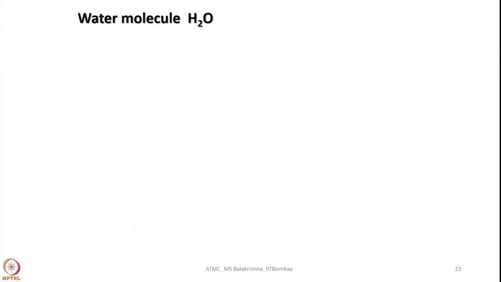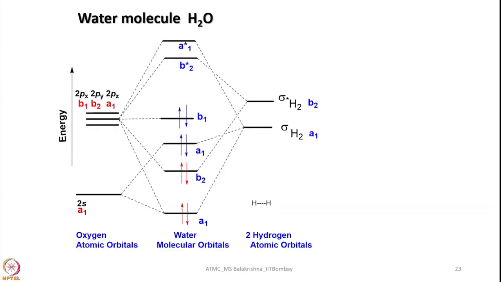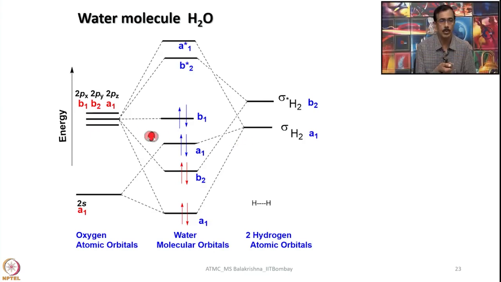Now, let us try to write the MO diagram for the water molecule. It is very interesting. Do not worry much about Mulliken symbols if you have not understood; it does not matter. What is important is that the water molecule means oxygen. Oxygen is coming with 2s2 2p4, 6 electrons, and then H2 means, as I said, ligand group orbitals. If you consider H2, 2 hydrogens are there, so we are getting 2 electrons. So, 2 electrons and 6, there are 8 electrons.